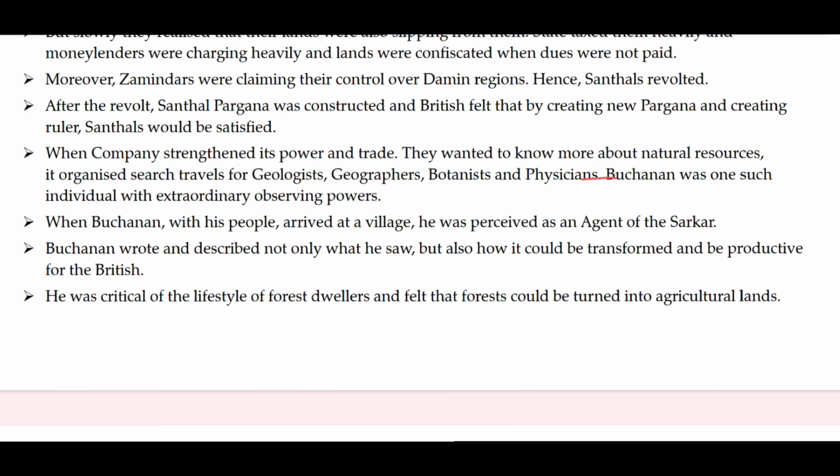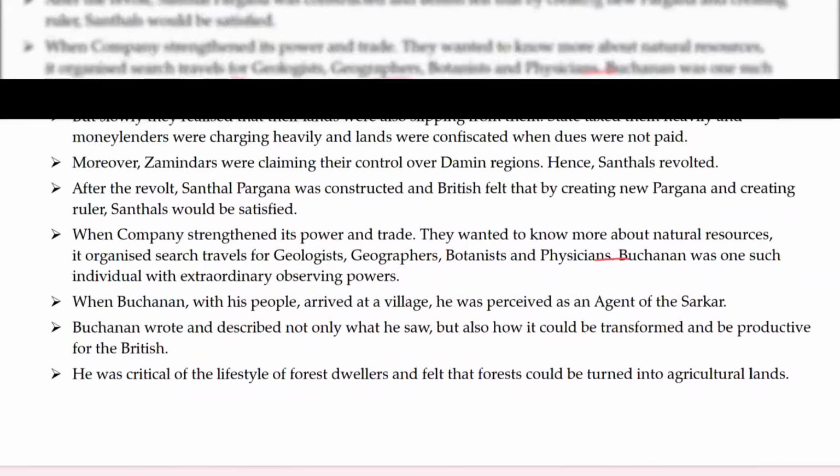So when the company strengthened in its power and trade, they wanted to know more about natural resources. It organized such travels for geologists, geographers, botanists, and physicians. Buchanan was one such individual with extraordinary observing powers. When Buchanan with his people arrived at a village, he was perceived as an agent of the Sarkar. Buchanan wrote and described not only what he saw but also how it could be transformed and be productive for the British. He was critical of the lifestyle of forest dwellers and felt that forest could be turned into agricultural land.